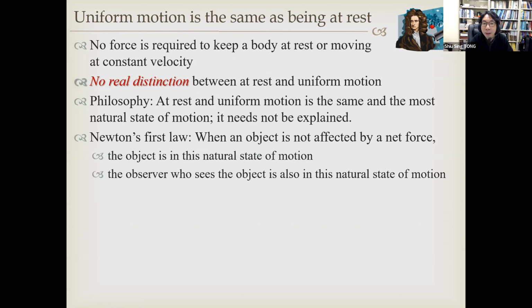Okay. So what Newton's first law means is that when a body is not affected by force, the object is in that natural state of motion. And in order to apply this law, the observer who sees the object must also be in this natural state of motion. The observer himself cannot be accelerating or decelerating. He must be either at rest or moving at uniform velocity also. So that is the important thing.